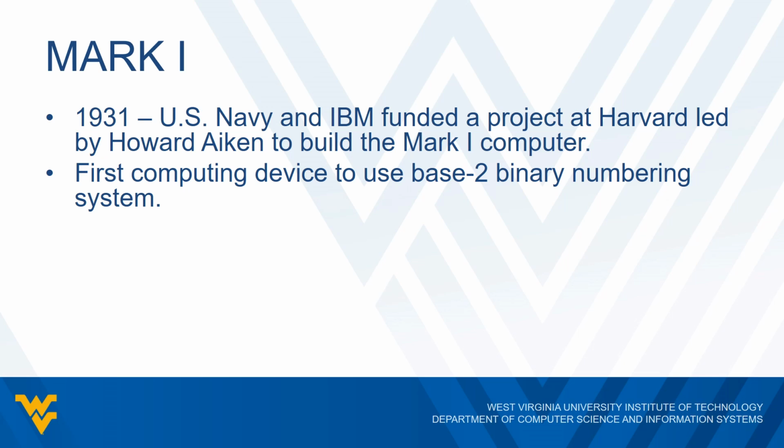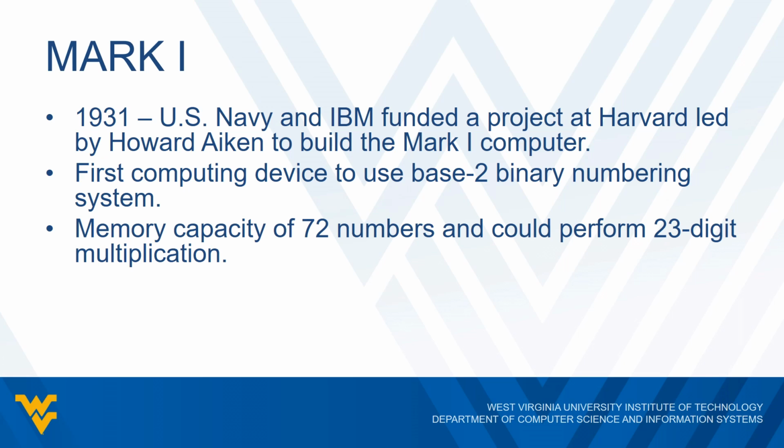As you should know now, most machines use binary numbers. We'll talk more about this in detail later, but this is the first device that actually uses the binary numbering system. Now, the memory capacity of this system was 72 numbers, and it could perform 23-digit multiplication. Nowadays, you might not think that's much, but that is a huge advancement compared to some of the things that were around beforehand. Think about things like the Difference Engine, for example.